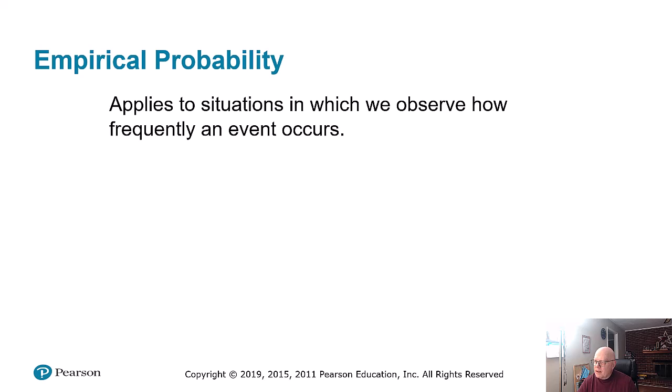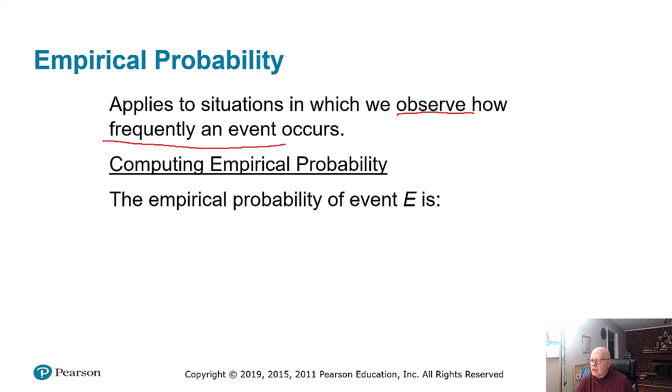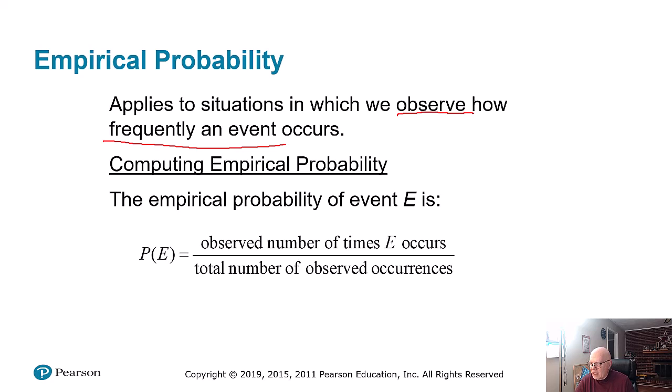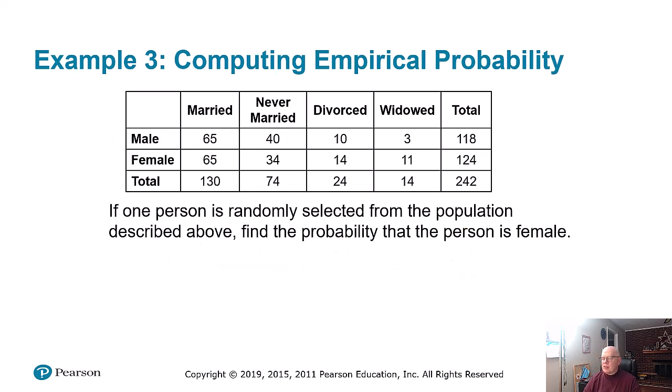Empirical probability has to do with observation. How frequently does some event occur? You take the probability by taking how many times something occurs over all the attempts or all the experiments. So here's a table for us to use, to play with. It says one person is randomly selected from the population. What's the probability the person is female? Probability of that one person being a female.